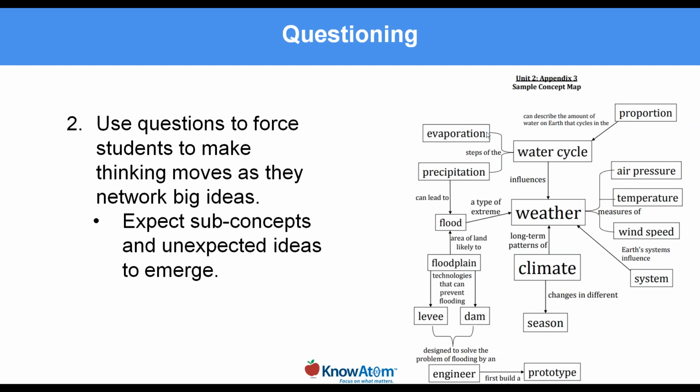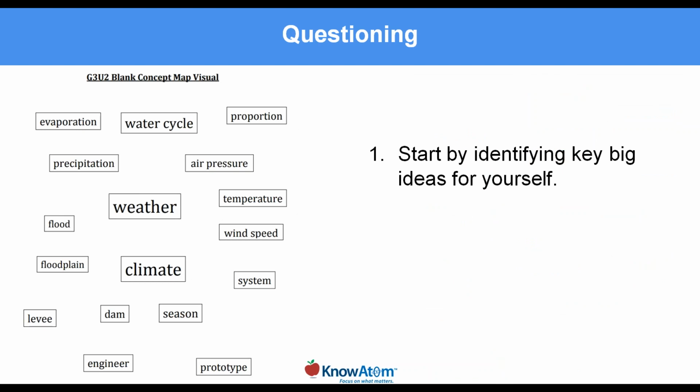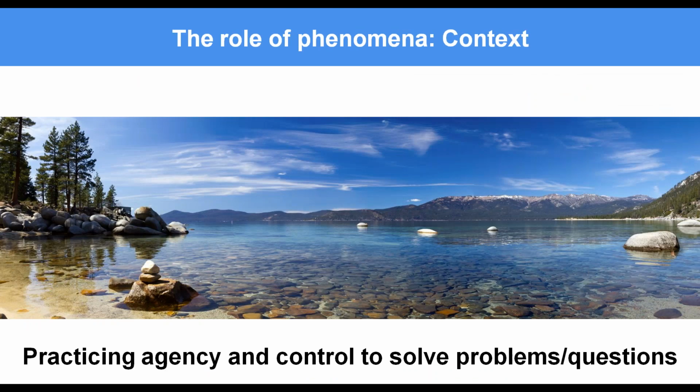But my point here is that you can see that each of these ideas, these concepts, these big ideas, has a connection, right? And the thing is that this is just one connection. Any one of these concepts could have 10 connections to other concepts. So it's important that you understand that you need to expect what I'm calling sub-concepts or unexpected ideas to emerge in discussion. So if you've got some big ideas identified and there's context, like you have, for example, in KnowAtom, context phenomena, which is going to serve as the context.